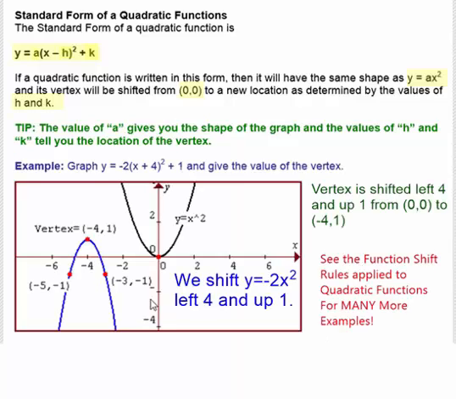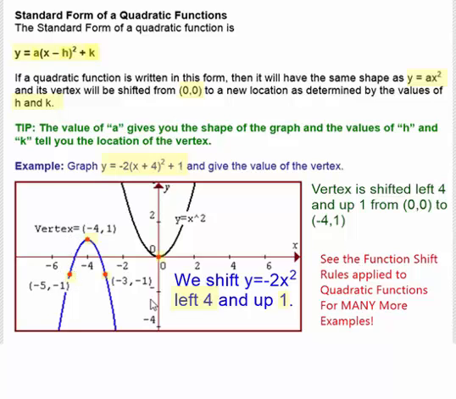We're going to graph y = -2(x + 4)² + 1 and give the vertex. Well, using those function shift rules that we learned about in the previous section, this is going to be a shift of -2x² left 4 and up 1, because we've just replaced x with x + 4, and we've added 1 to the formula. -2x² is the parabola where we go over 1 to the right, down 2. We take the upside down stretched parabola and move it to the new location. The vertex goes 4 units to the left and 1 up from (0, 0) to (-4, 1). And then from the vertex we move 1 unit over, down 2 to get another point, 1 unit over to the left, down 2 to get another point, and there's our parabola.